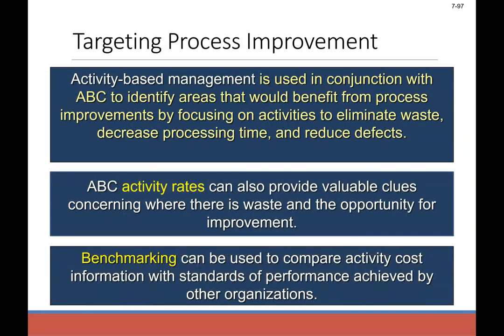So activity-based management gets used in conjunction with activity-based costing to look at areas that would benefit from process improvements by putting energy on activities that eliminate waste to decrease processing time and reduce defects. ABC activity rates can provide information concerning where there's waste and how they could possibly improve. Okay?